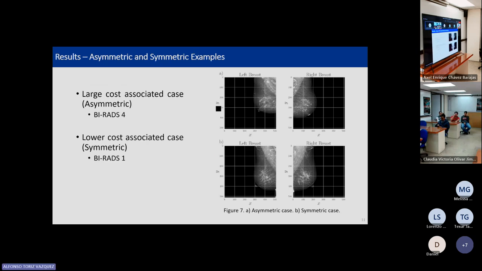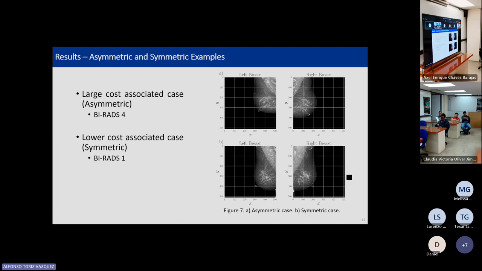Now let's see some of our results. Here's an asymmetric and symmetric example. In figure 7, the first two subfigures correspond to the asymmetric case. As you can see, the left breast, for example, the nipple, is found here, more or less at 350 pixels X coordinates and 315 Y, while the right breast is at approximately 150 and 120 pixels. So there's a huge difference in the shape of the breast.